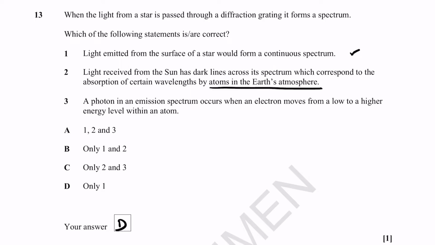Just for the sake of number 3, it says a photon in an emission spectrum occurs when an electron moves from a lower to a higher energy level. That's definitely incorrect, because a photon is emitted when an electron moves down from a higher to a lower energy level.